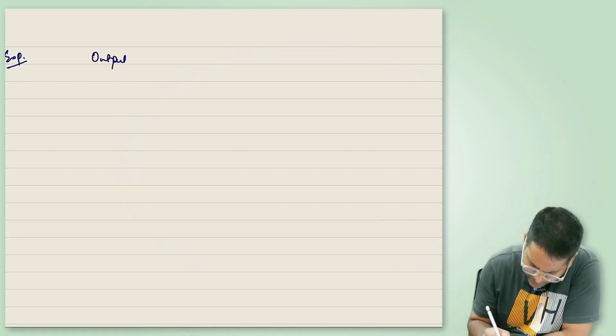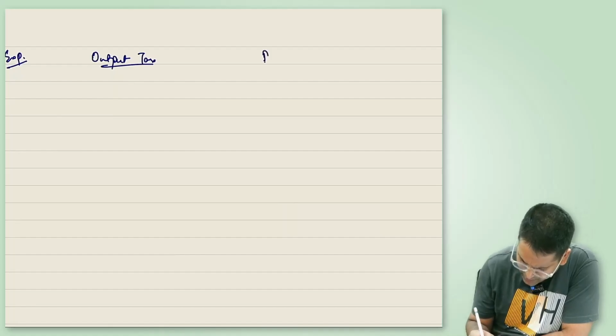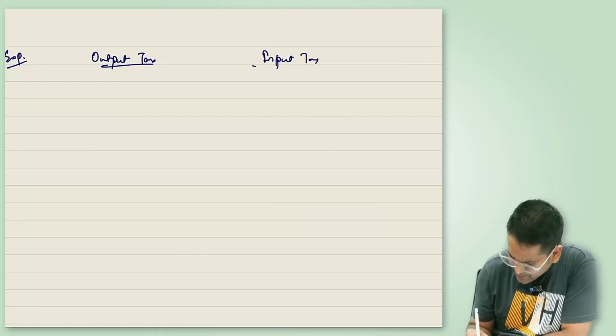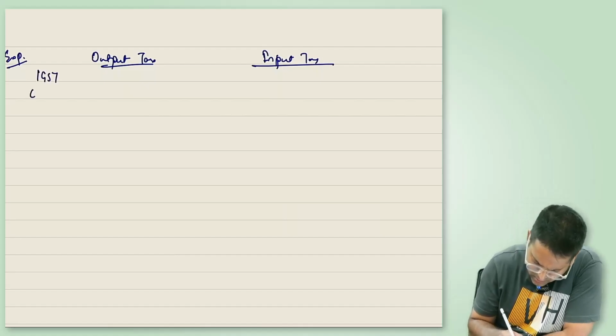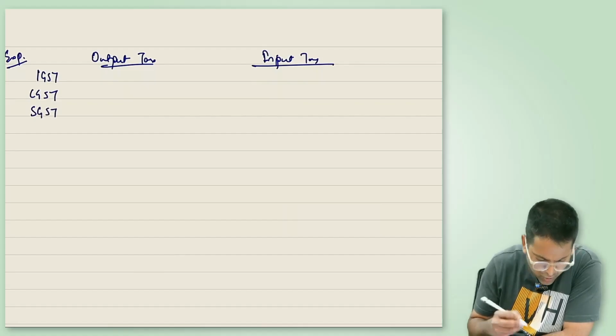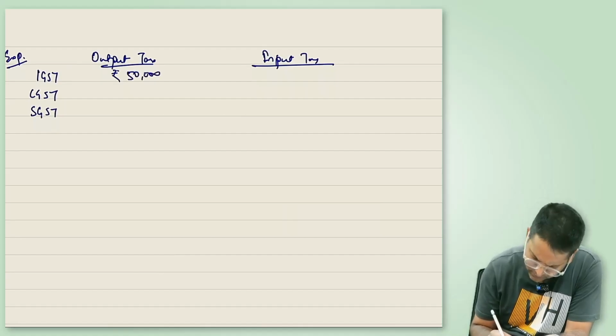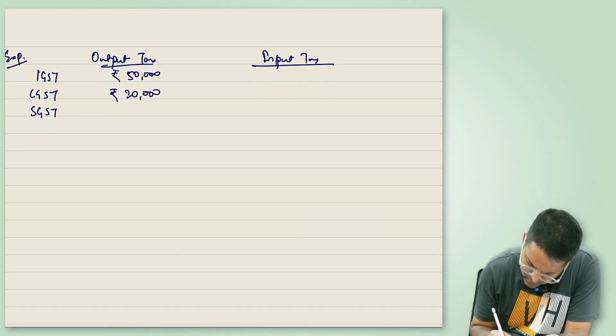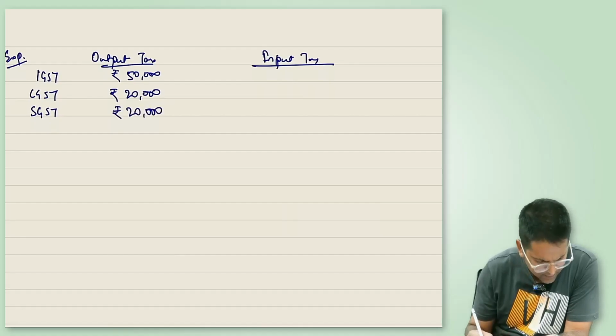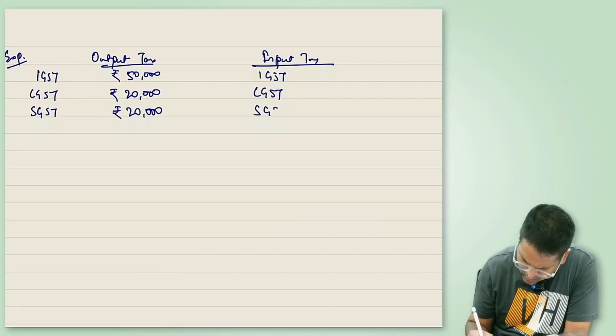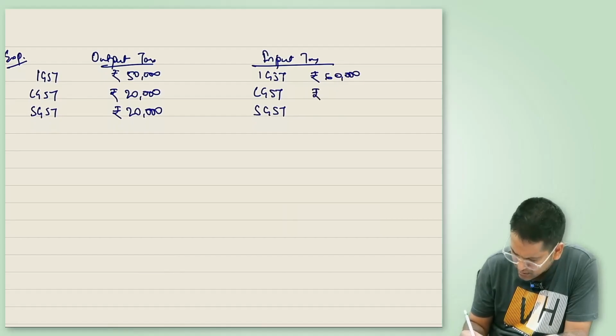The output tax and the input tax, all three are there. IGST, CGST, SGST, you should create your own chart for that. 50,000 rupees is this, 20,000 rupees and 20,000 rupees. Input tax IGST, CGST, SGST. So 60,000, 25,000, 25,000.